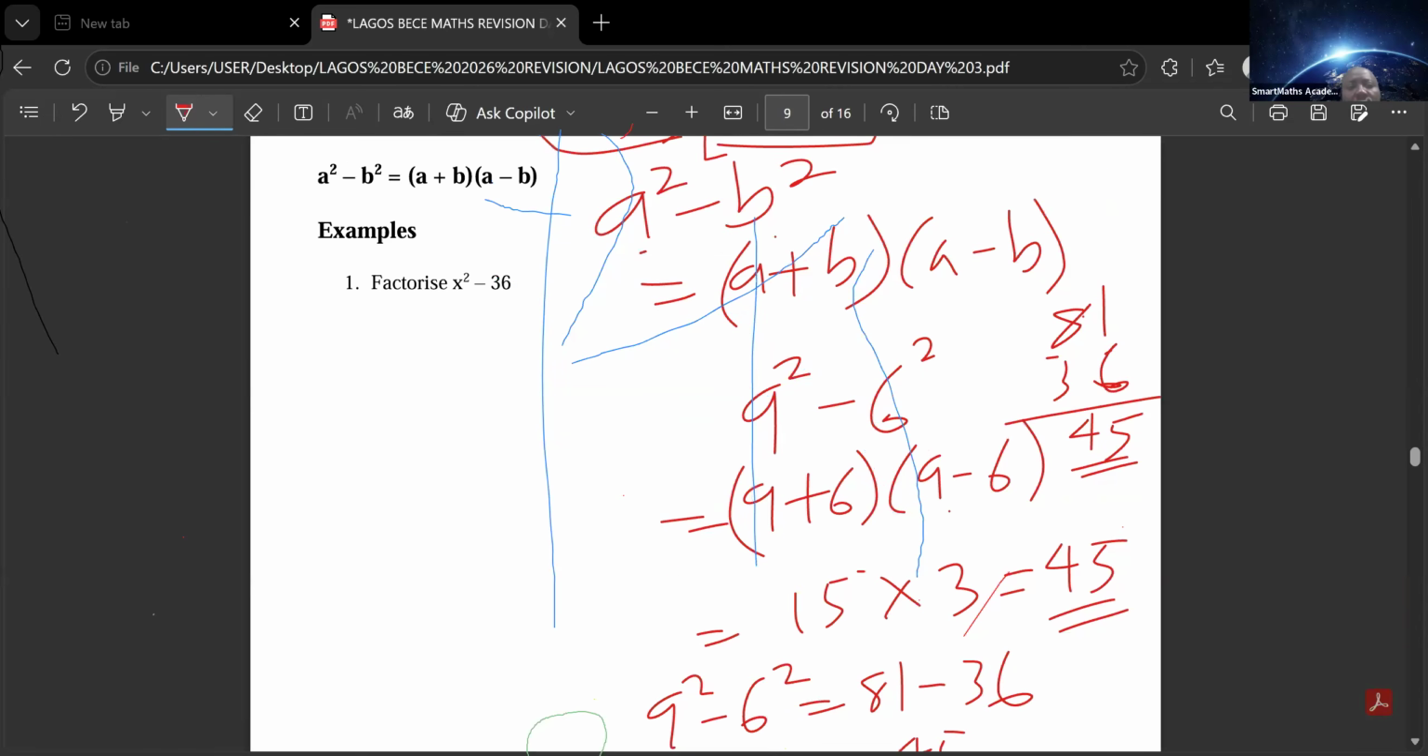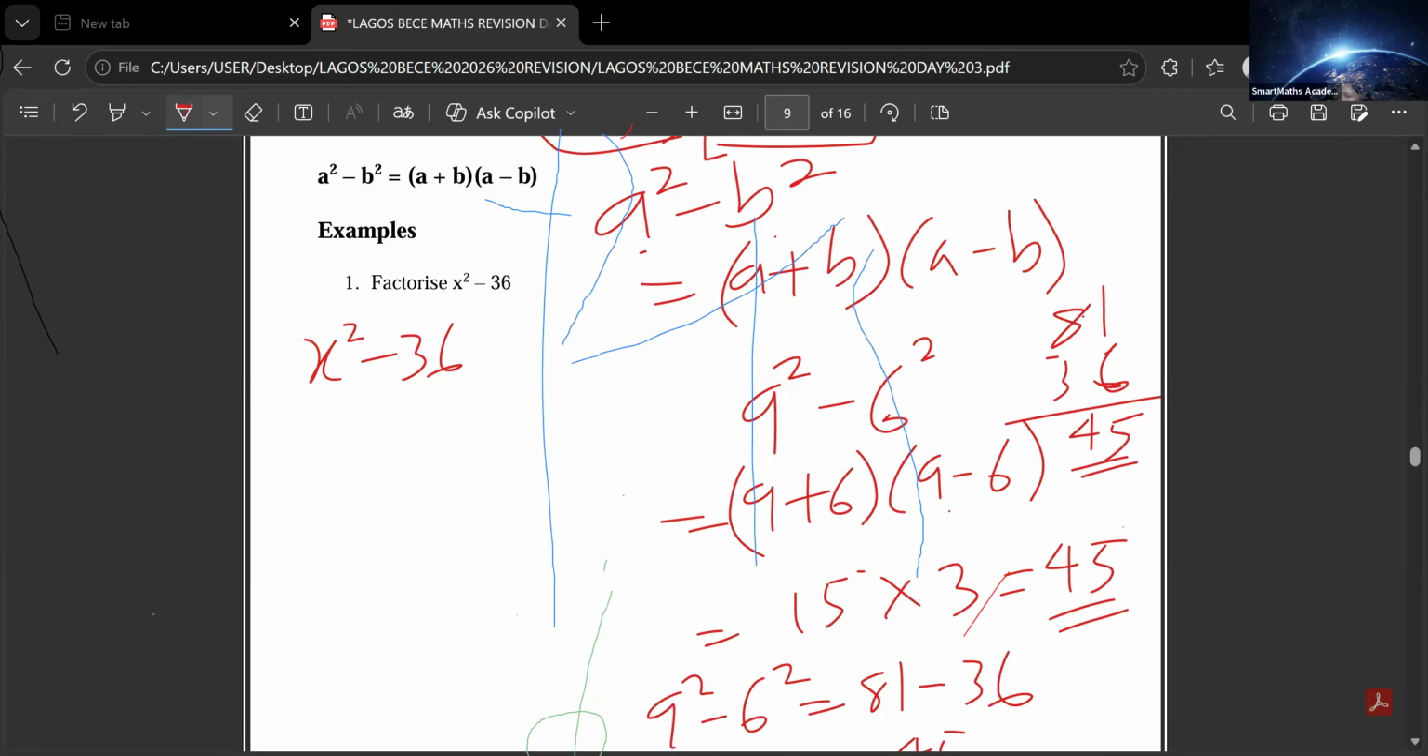So now let's come to the question we have here. Factorize x squared minus 36. If you look at it, there's nothing that is common to both of them. But this is a difference of 2 squares. Why? Because 36 is a perfect square. What do we mean by a perfect square? A perfect square is a number whose square root is going to give us a whole number. That is a number that we multiply a single number by itself to get that answer. Sometimes we call it a square number.